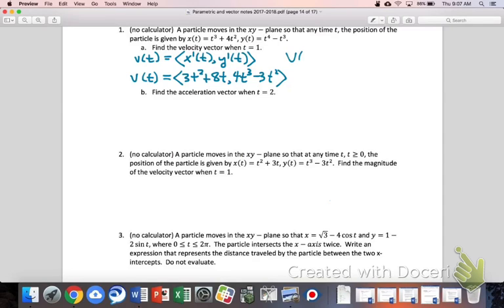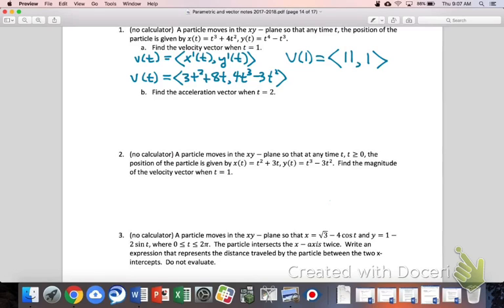So you'd say v of 1 equals, and then to get your final answer, you'd plug in a 1 for all the t's that you see. So 11, comma 1. That means when t equals 1, the velocity vector is 11, 1. So the x component is 11 and the y component is 1.